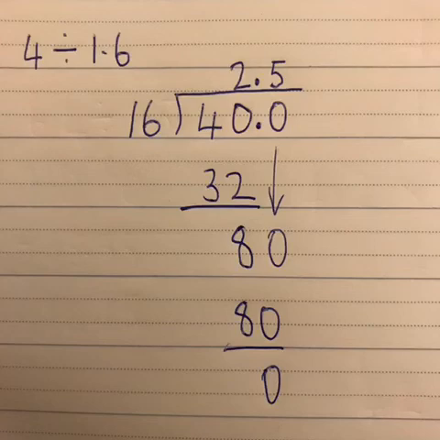That goes for how many 16s in 40, and it's also how many 1.6s are there in 4. The answer is 2.5.